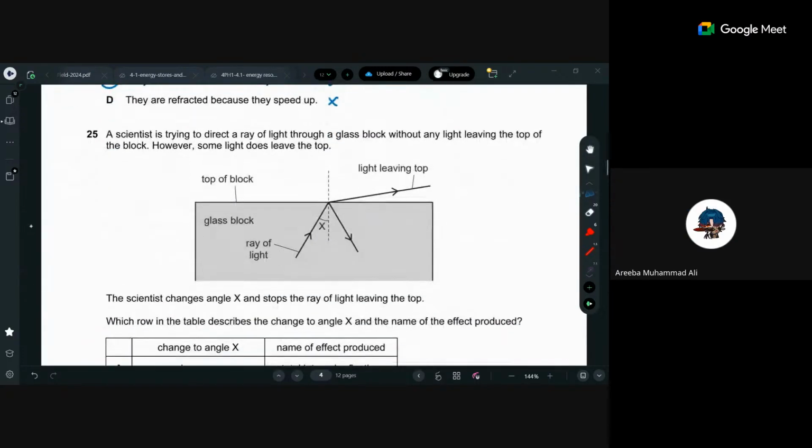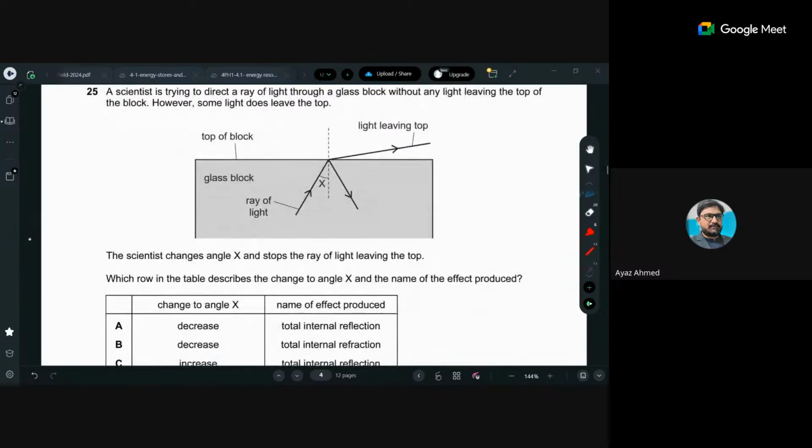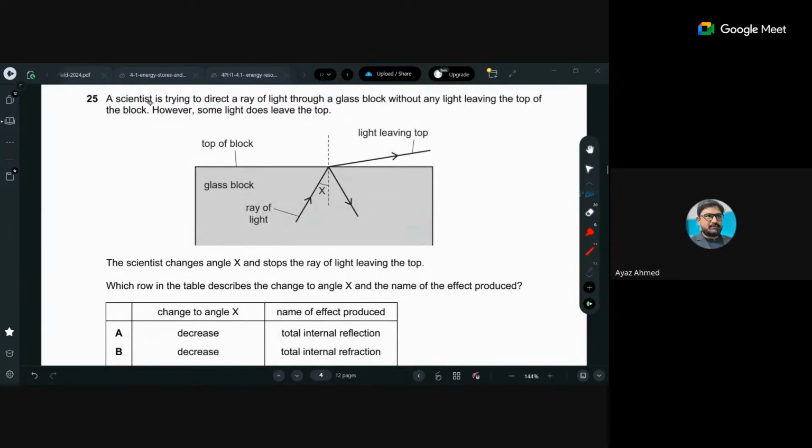Yes. Okay, then question number 25. In that question, a scientist is trying to direct a ray of light through a glass block without any light leaving the top of the block. Without any light leaving the top means the scientist wants to perform total internal reflection. So what should he do with this angle? This is the angle of incidence. It should be greater than the critical angle, so it must be increased, isn't it?